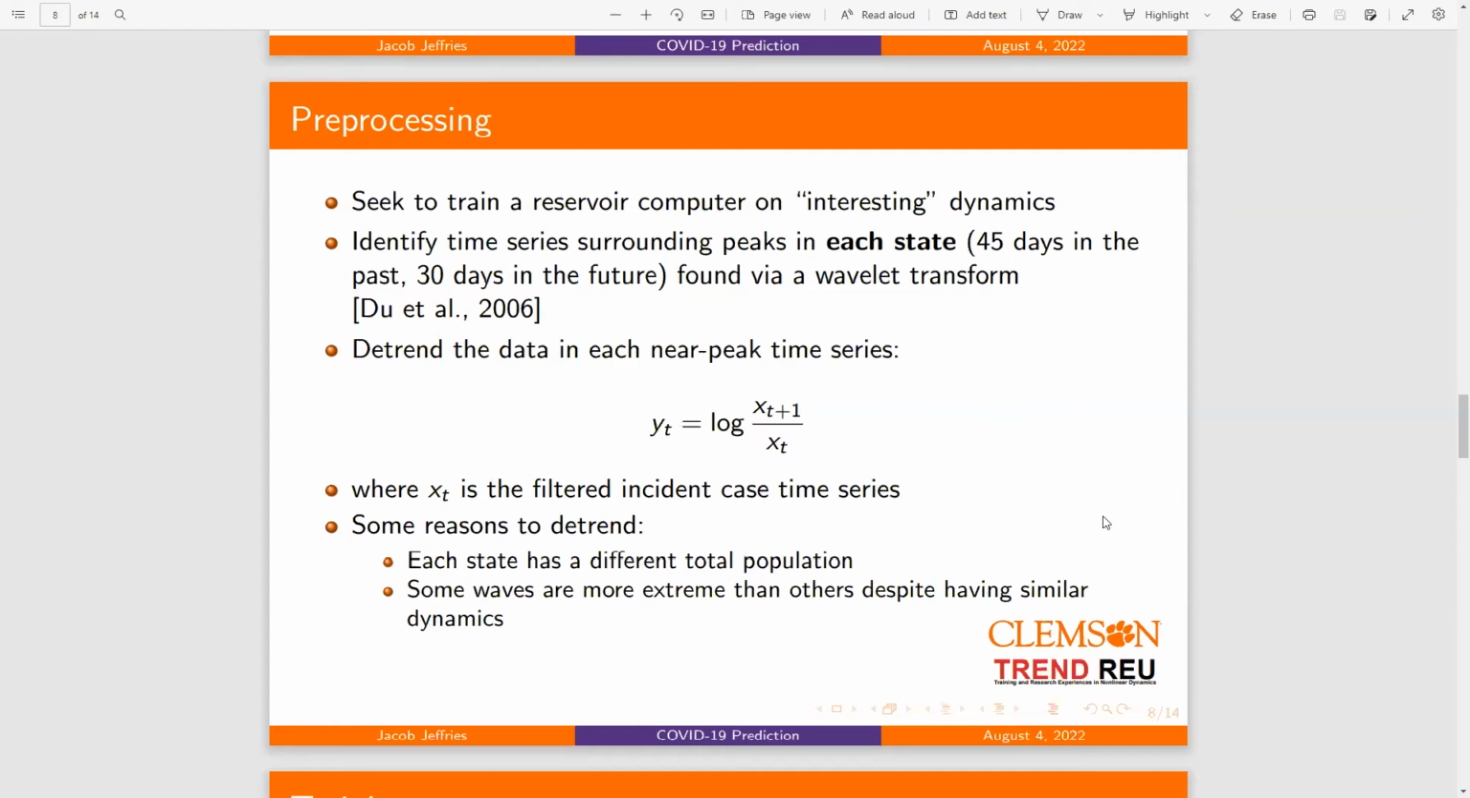There's some reason to Z-trend. So eventually we're going to be training on every single state. Each state has a different total population. So you could roughly believe that the incident case time series is going to be roughly proportional to the total population. So this kind of normalizes out that effect.